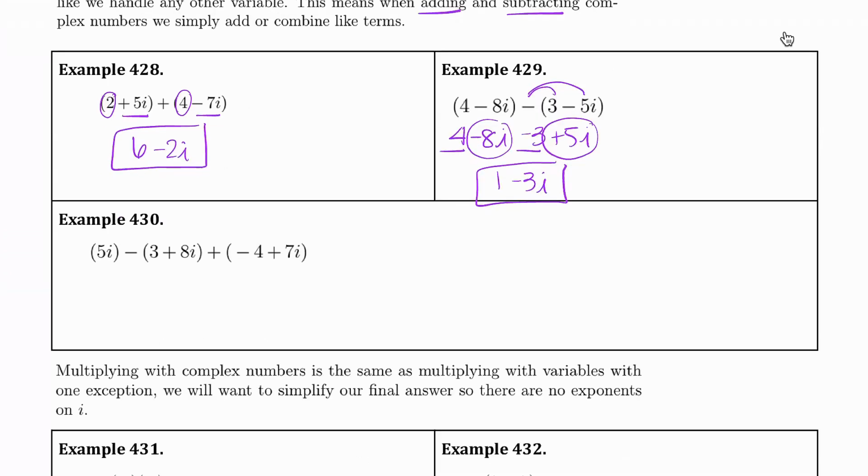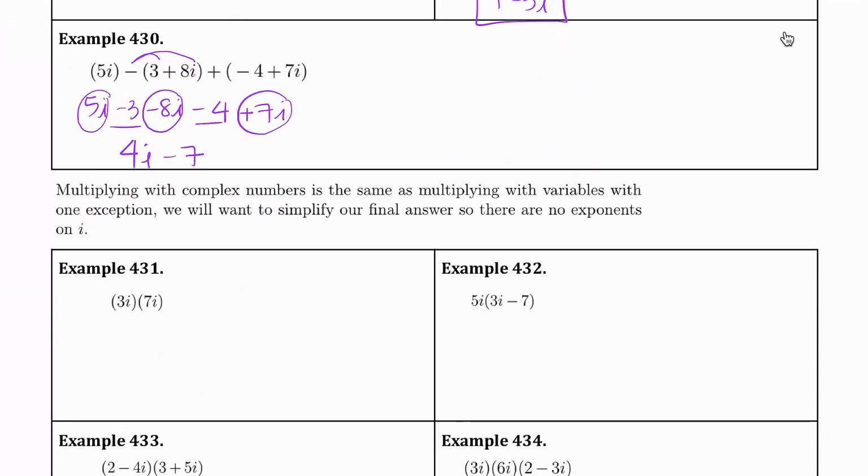And here we've got a little bit of both going on. So I've got 5i minus 3 minus 8i plus negative 4, or minus 4 plus 7i. Let's put the imaginary, imaginary, and imaginary together. When we do 5i minus 8i plus 7i, we get 4i. Negative 3 and negative 4 gives me negative 7.